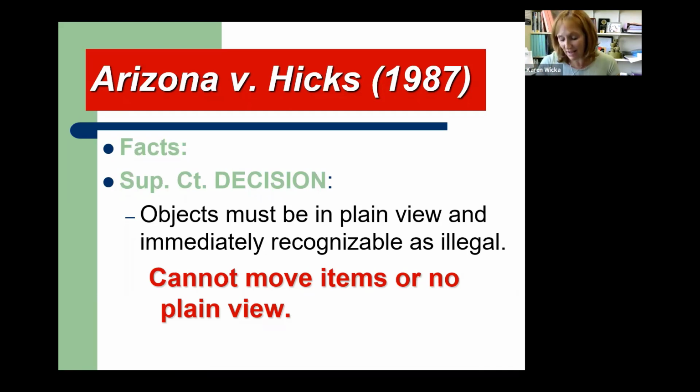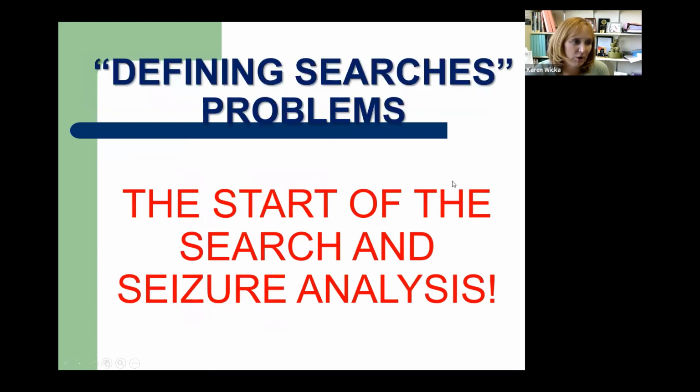So you legally have to be where you are. You're looking for one thing and you have to immediately know from looking at it that it's something illegal to possess or that you can confiscate without moving, manipulating, touching, or doing anything. Okay, so those are the rules now for search and seizure.